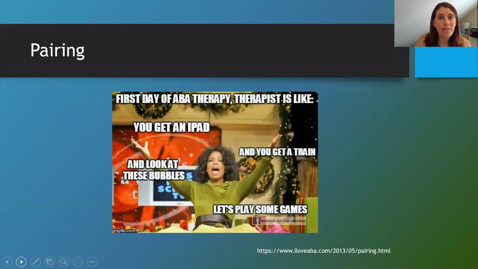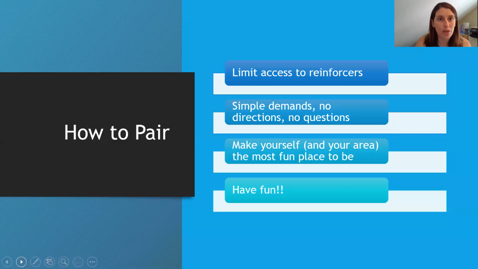I found this little funny meme on iloveaba.com. The first day of ABA therapy, the therapist will say, you get an iPad and you get a train and look at the bubbles and let's play some games. That's really the mindset that we need to have when we are taking time to pair ourselves with the reinforcers.